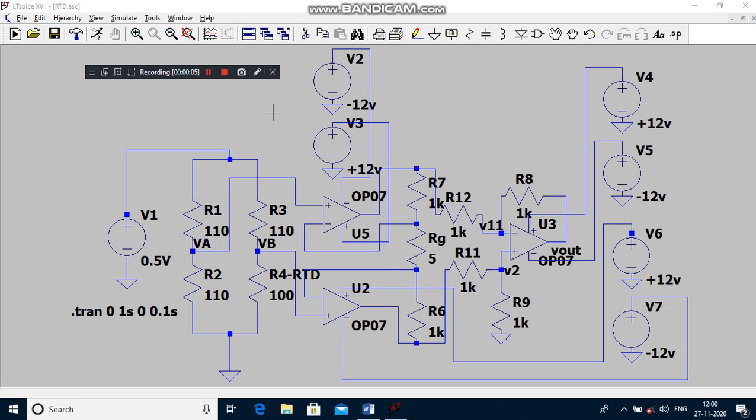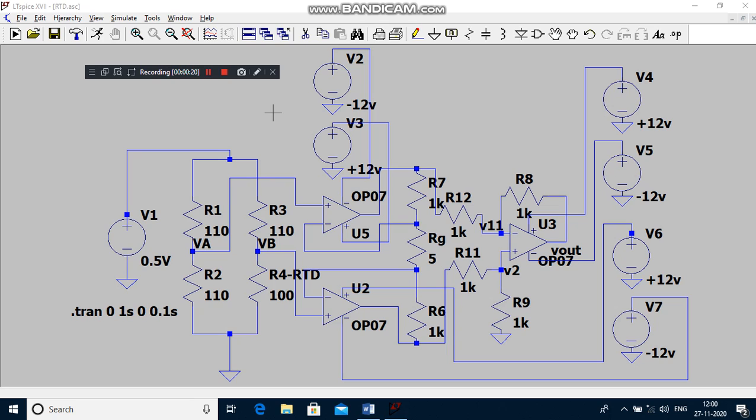Good morning students. Today I am going to explain the signal conditioning circuit for RTD. So what is meant by RTD? RTD means resistance temperature detector. It is the temperature sensor used to measure the high temperature in the furnace.